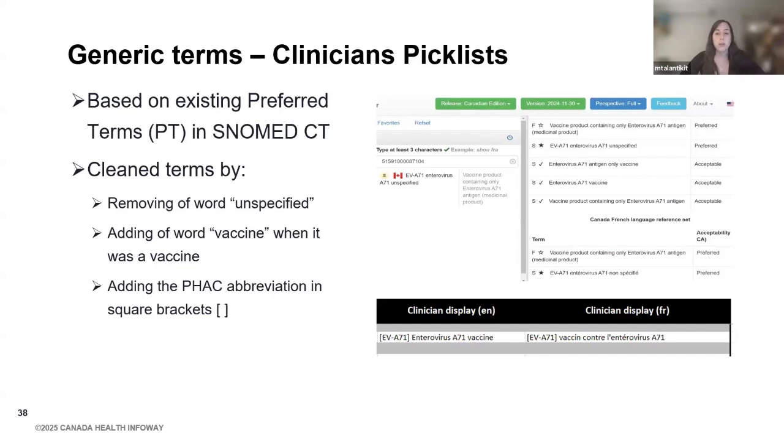If you see on the top, we have a screenshot of the SNOMED CT browser with one of the generic terms for Canada. And you can see on the right, the small black star is the preferred term. And what we did with those preferred terms is that we removed the word unspecified. We added the word vaccine, as we can see in the table at the bottom. And we also added the abbreviation of the disease in brackets. We thought that it would be interesting information for the clinician to have. Next slide, please, Anil.